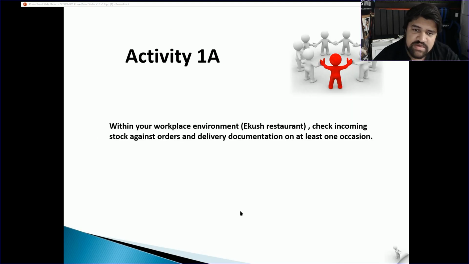Alright, so within your work environment, so this would be the restaurant at the college, check incoming stock against orders and delivery documentation on at least one occasion. So physically, you need to make sure that you check the invoice and make sure you have all the stock that is required attached to that invoice.